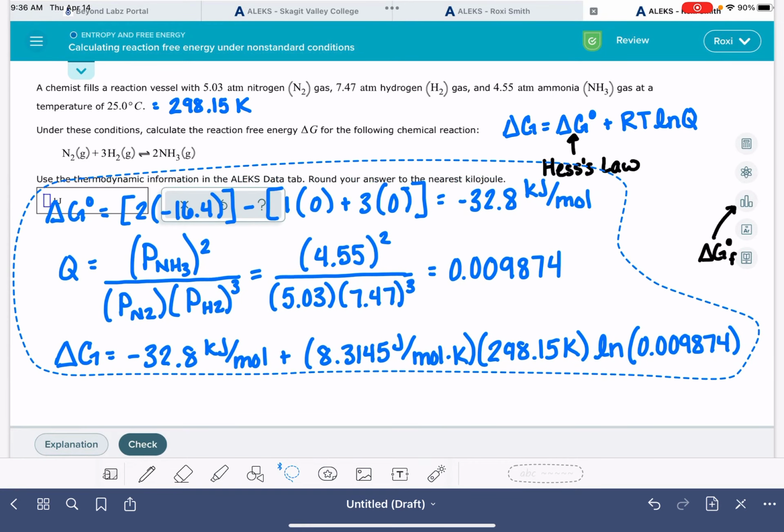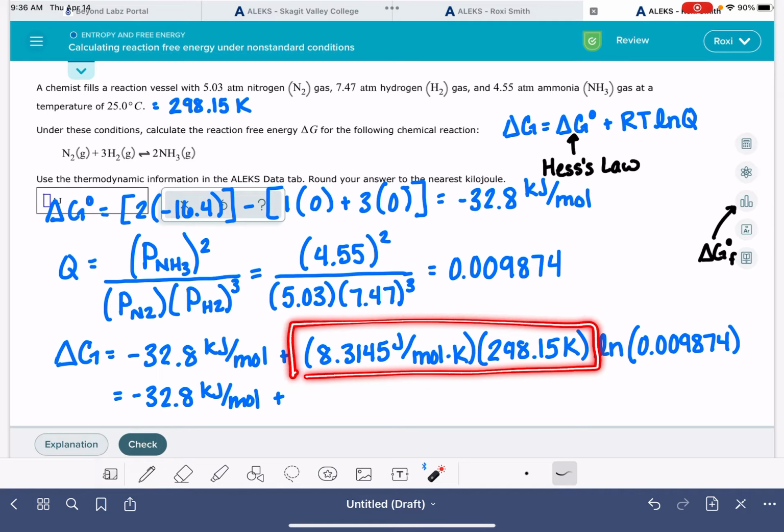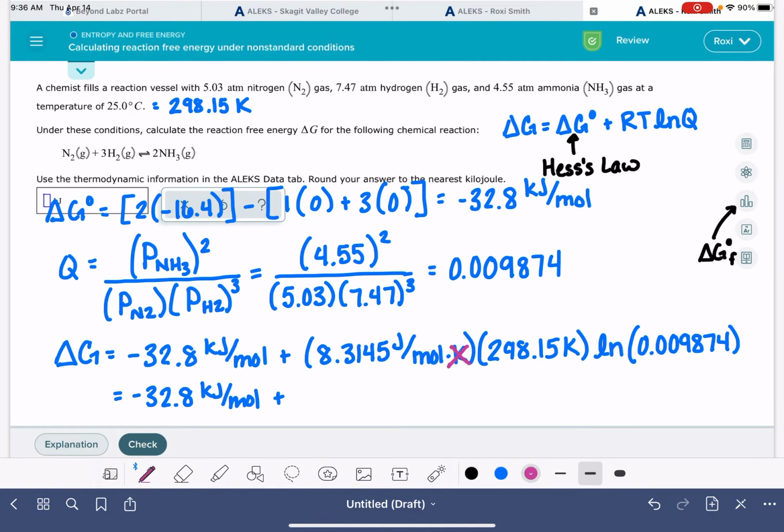I'm going to just make a little bit more room for myself here. So I'm just going to copy the negative 32.8 kilojoules per mole, and I'm going to work out the math over here on this side of the problem. I'm just going to start with this part. Take a look, first of all, that the units of Kelvin are going to cancel out. So I'm going to go 8.3145 times 298.15. That's going to give me 2479. Here I'm rounding a little bit, joules per mole.